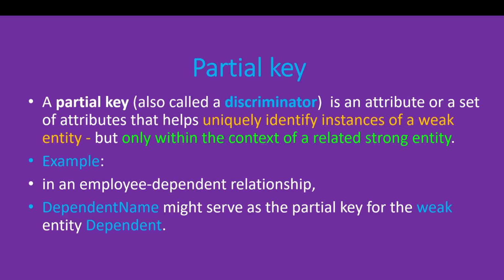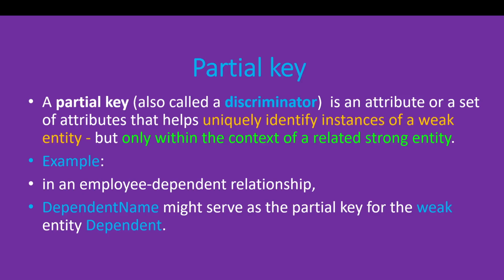First, we need to understand what a partial key is. Basically, every normal entity, which is called a strong entity, has a primary key. But what is a partial key? The partial key is alternatively called a discriminator. It is only a partial key. It is an attribute or set of attributes that helps uniquely identify an instance of a weak entity, but only within the context of the related strong entity.